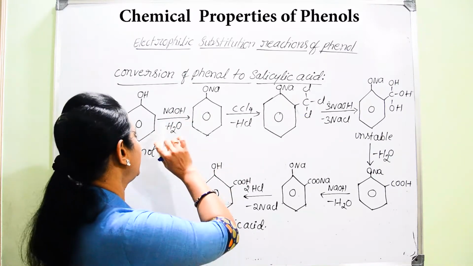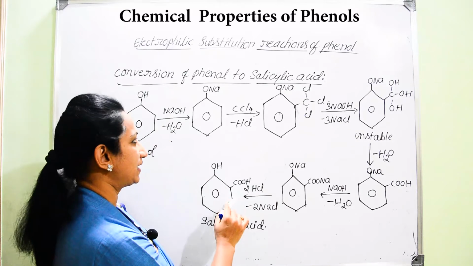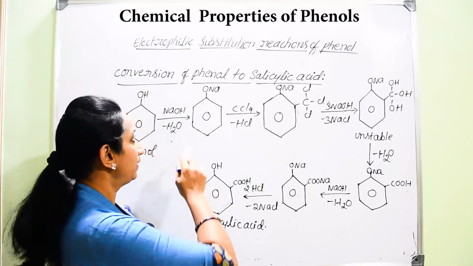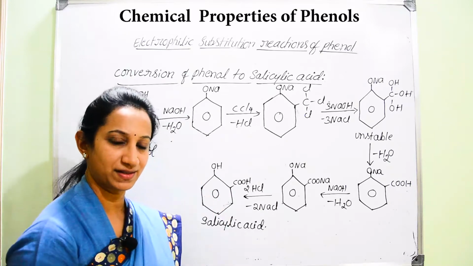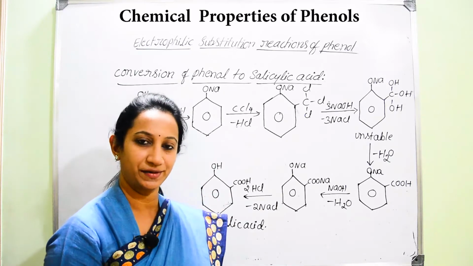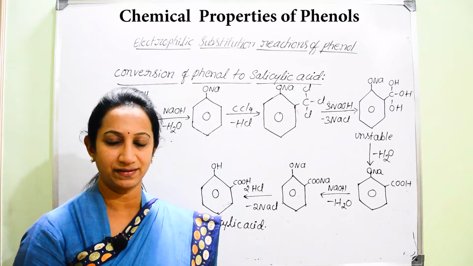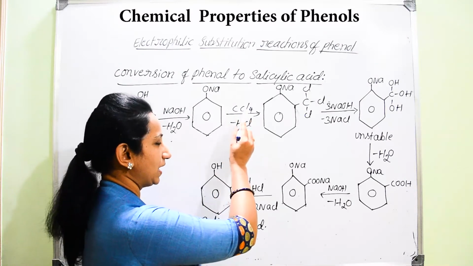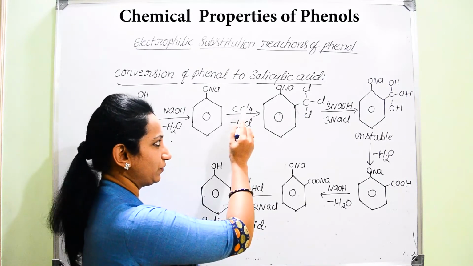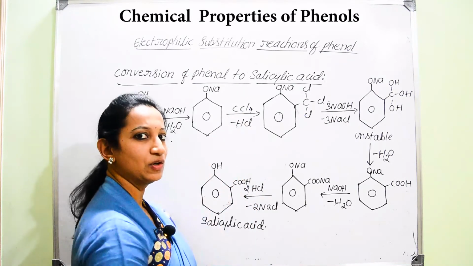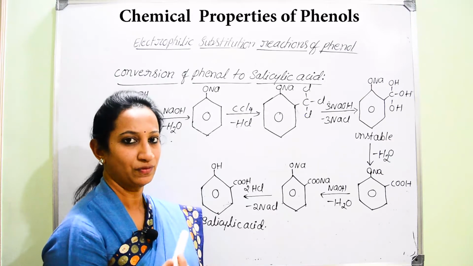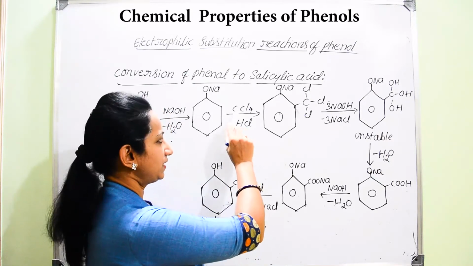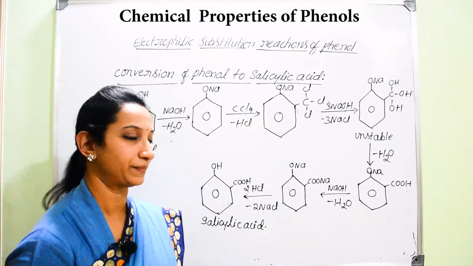As you can see here, for the conversion of phenol to salicylic acid, we need importantly carbon tetrachloride and aqueous sodium hydroxide. When phenol is heated with carbon tetrachloride, that is CCl4, in the case of carbon the 4 hydrogen atoms are replaced by chlorine. So tetrachloromethane, that is carbon tetrachloride.